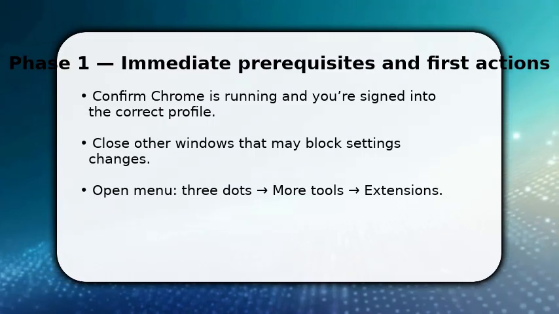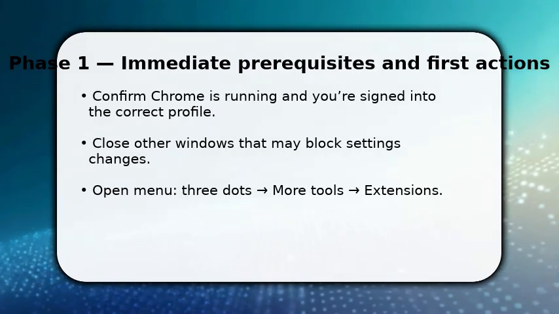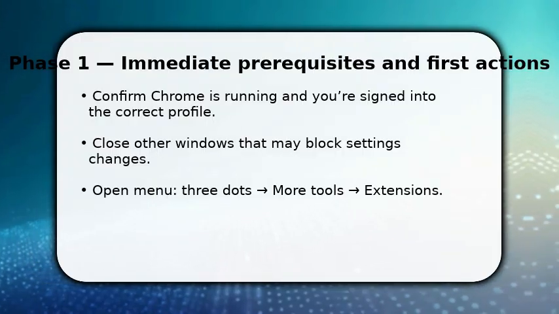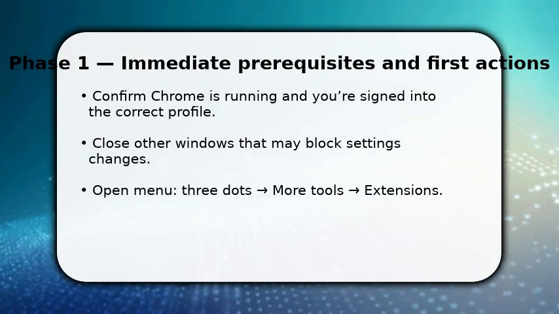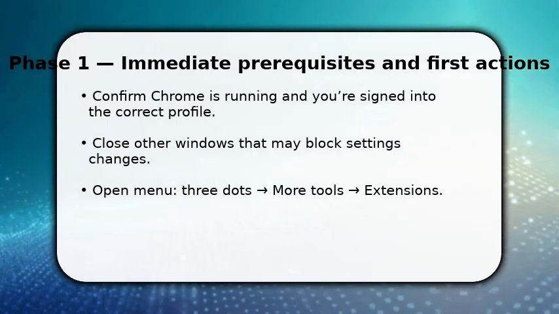You'll start immediately by opening Chrome and confirming you're in the right profile. This avoids toggling the wrong settings. Once done, close unrelated windows so the extensions list loads cleanly. Then click the three-dot menu, choose More Tools, and open Extensions.